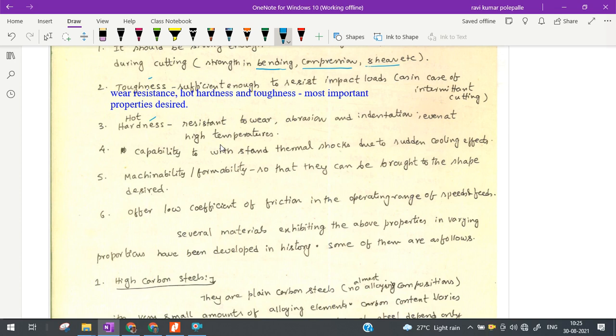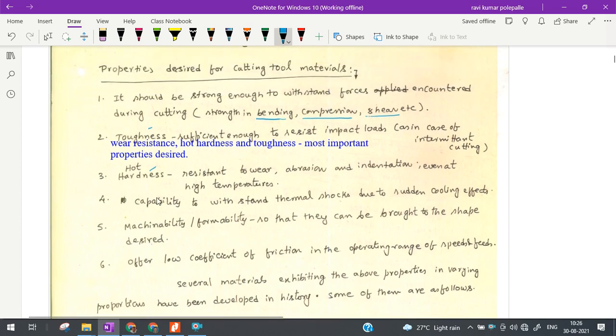Next, capacity to withstand thermal shocks because of sudden cooling effects. Next, machinability and formability so that they can be processed into the required shape. Next, the cutting tool should offer low coefficient of friction in the operating range of the speeds and feeds.